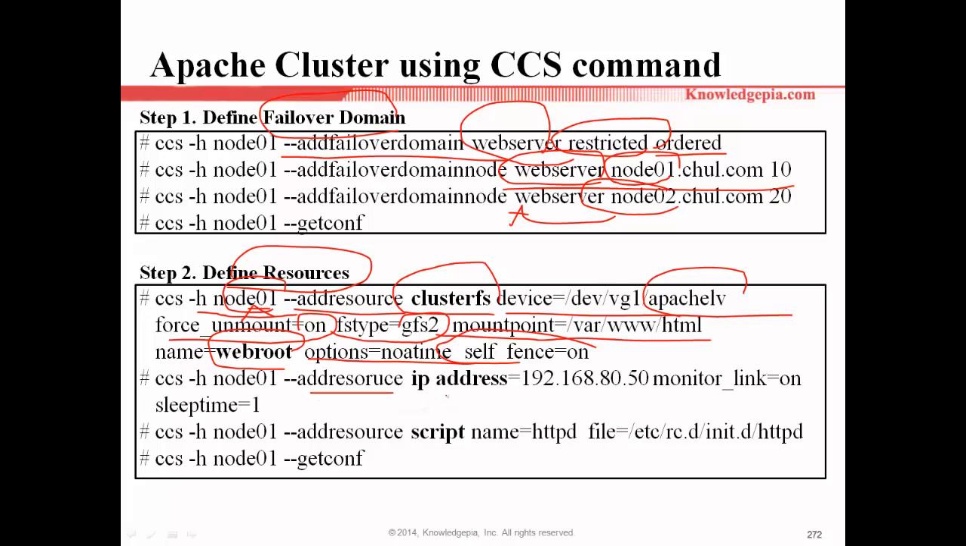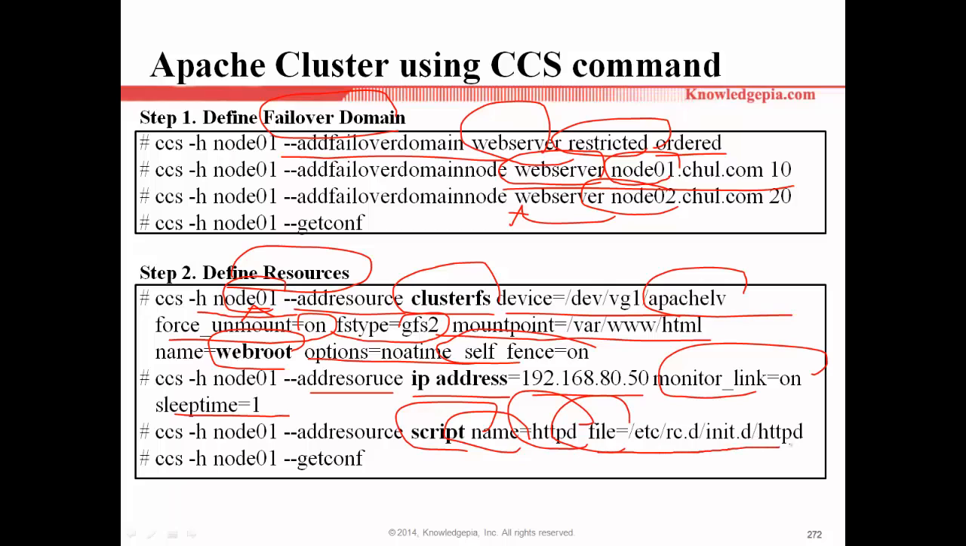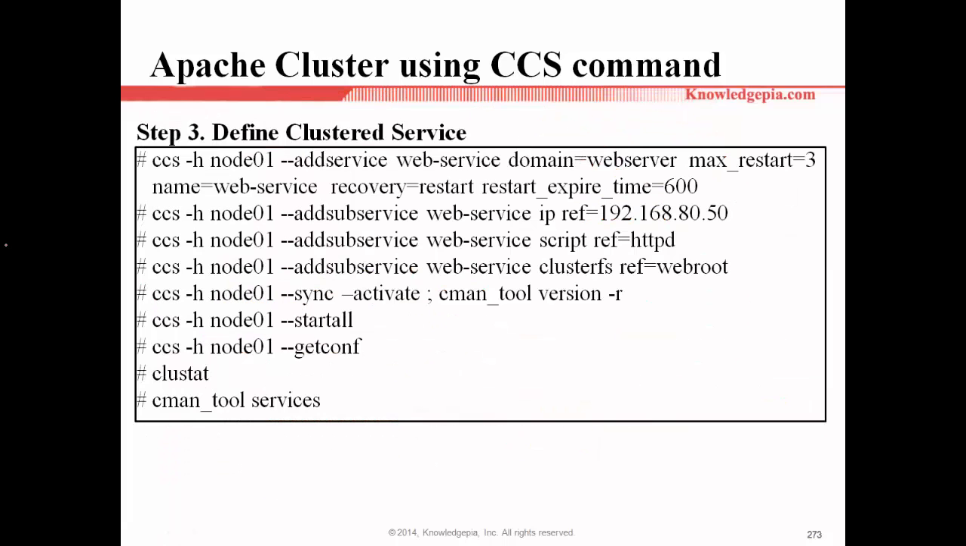Second resource is IP address. So in my case, the floating IP address is 192.168.80.50 with this kind of option, monitor link on, and sleeping time 1. And the third is a script. Okay, name, in my case, httpd file, the path /etc/init.d/httpd. So if you are successful in creating a resource, then you can check your configuration using this command, ccs --getconf.